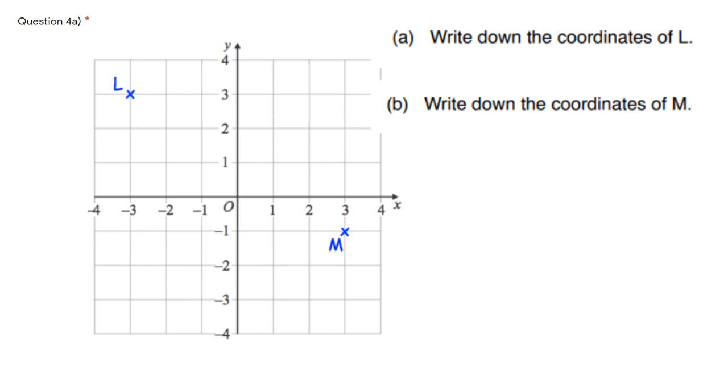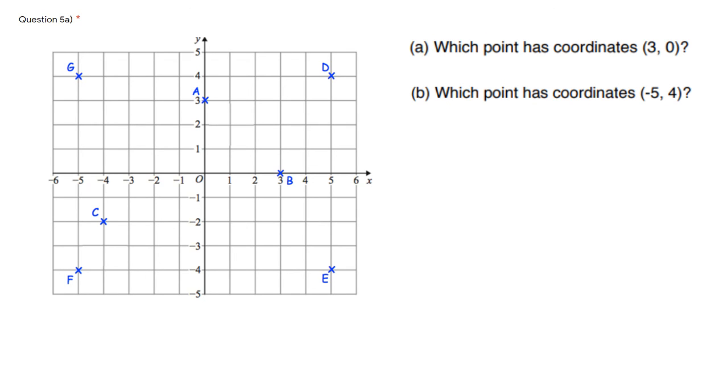Question 4 is simple, just write down the coordinates of L and M. Remember to put them in brackets with a comma in between, and if you need minuses because of going left or down, make sure to put a minus in. And question 5, now this time we've given you the coordinates and you've got to work out which letter it is. So all you've got to do is put in the right letter. So what letter is at the coordinate 3, 0, and what letter is at the coordinate -5, 4.